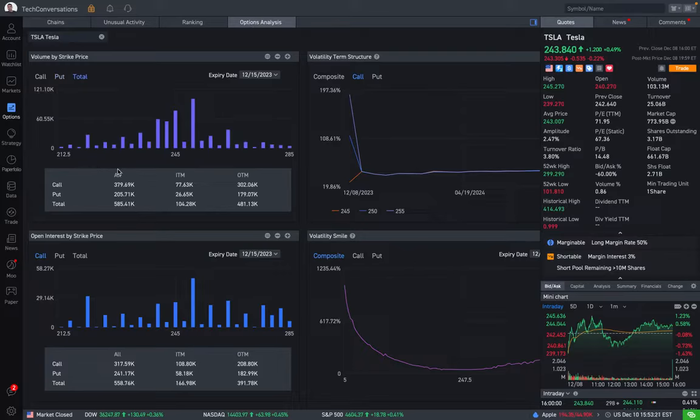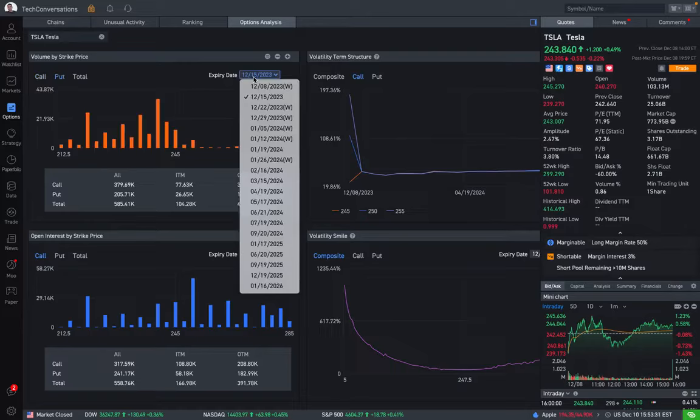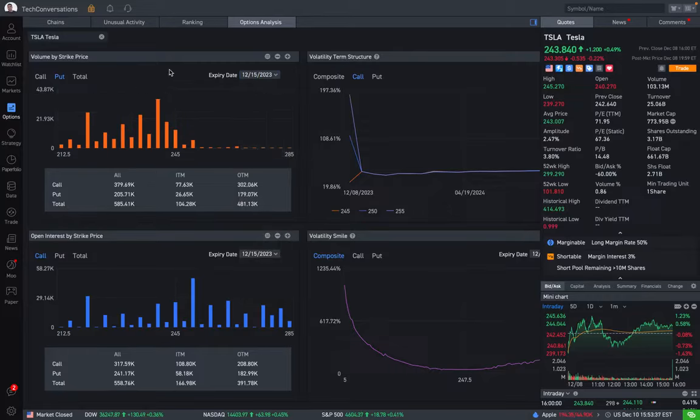So here we can see volume by strike price. And of course, we can filter by calls or by puts again. And we can select a particular expiration date. So let's say we're interested in the expiration date of December 15th. We can leave that there. And let's take a look at calls. What is the volume by strike price?